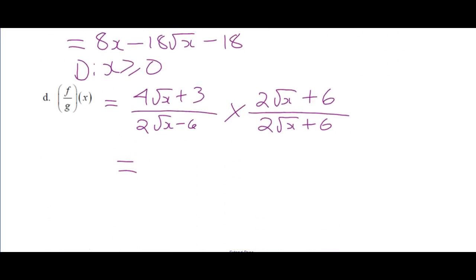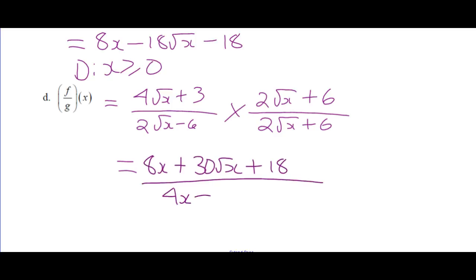Oh, no, it's a plus. Okay, so it's close. So it's 8x plus 24 plus 6, so plus 30 root x plus 18 over minus 36. And what can't x be? Well, it's got to be greater than or equal to 0 because it's a radical, but then looking here, x can't be 9.